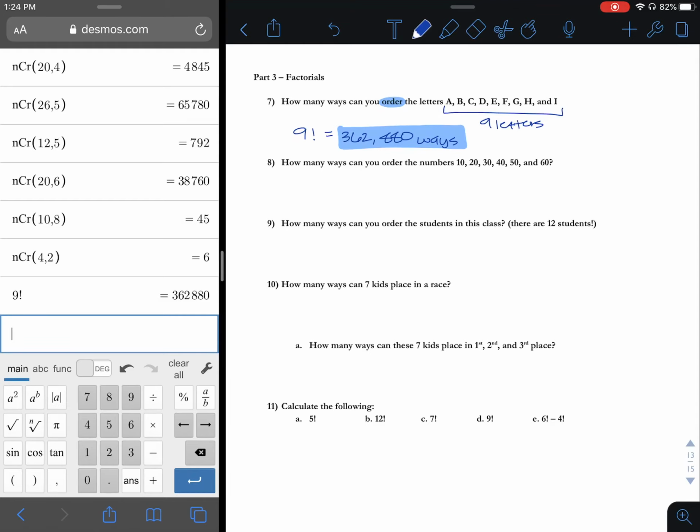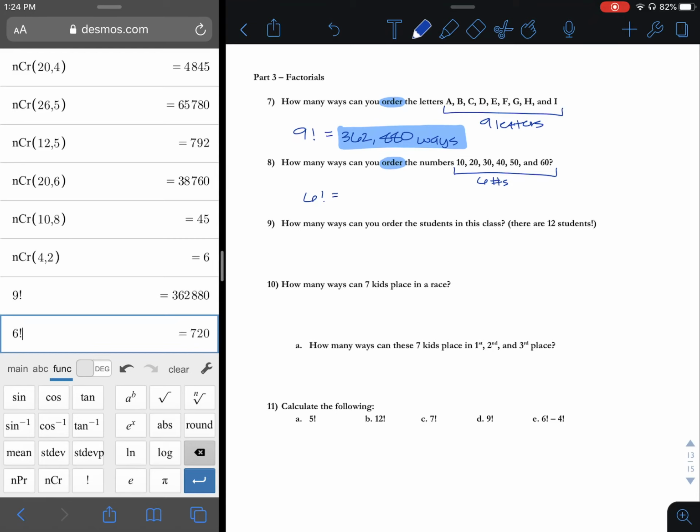So let's go back, let's talk about number 8. How many ways can we order the numbers 10, 20, 30, 40, 50, and 60? In this case, I have 6 numbers. So there's 6 factorial. Again, my keyword was order. Not always will you get these keywords, but most of the time you will. So in this case, I just did it in my calculator. I get 720 ways.